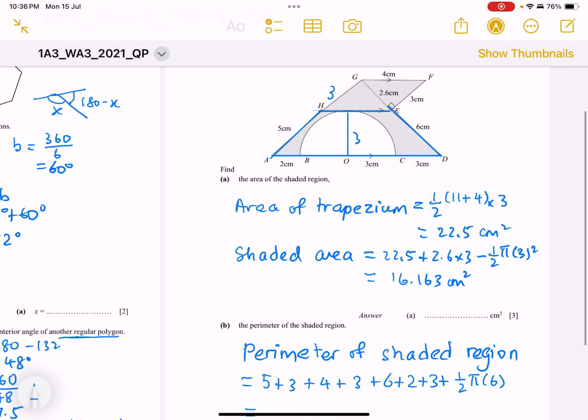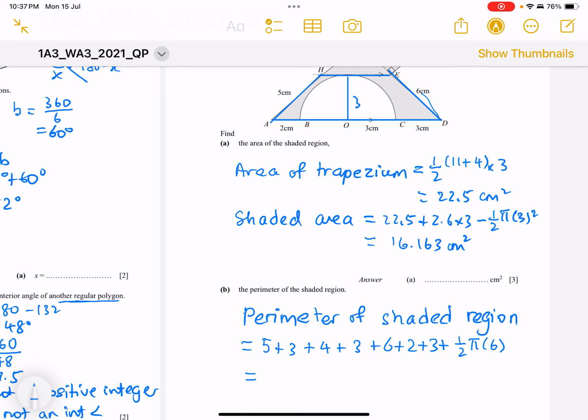Right, to find the perimeter, we have to add all the sides that surround the shaded region. That is starting with AH, that is 5 cm, plus 3, plus 4, plus 3, plus 6, then plus 3 and 2, and the semicircle. Right, and that works out to be 35.4 cm approximate to 3 significant figures.